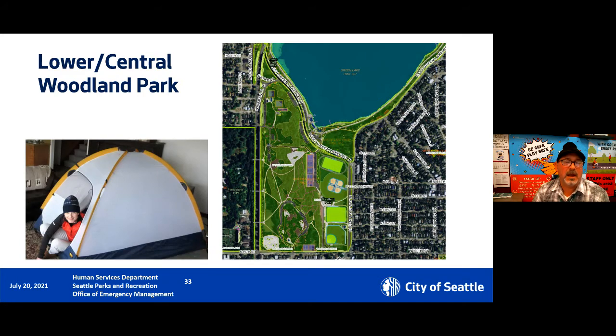So this is an example that we came up with that could support a soft-sided shelter site, which is Lower Woodland Park. So this graphic shows two pictures. The picture on the bottom left shows a person in a two-man tent or two-person tent. And then the graphic on the right side literally shows an aerial view of Lower Woodland Park.